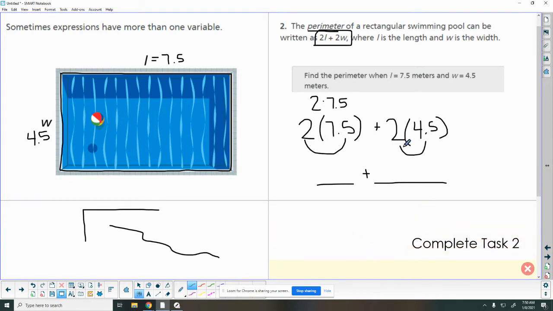So go ahead and do this problem and complete task 2. Then come back when you are ready to do task 3.